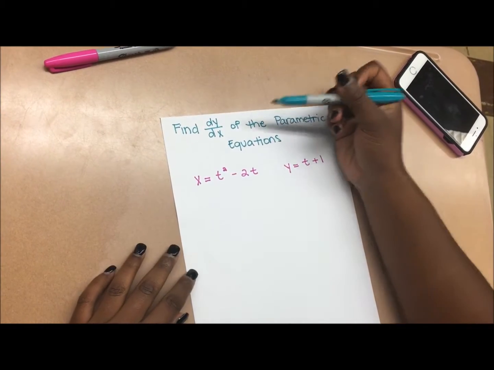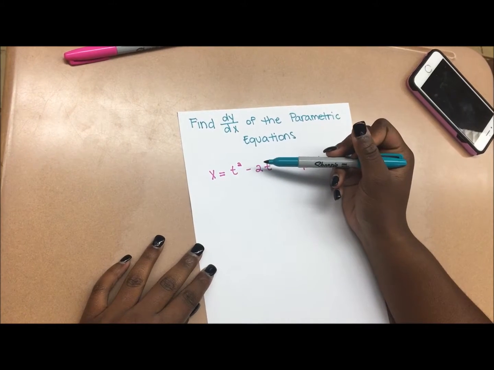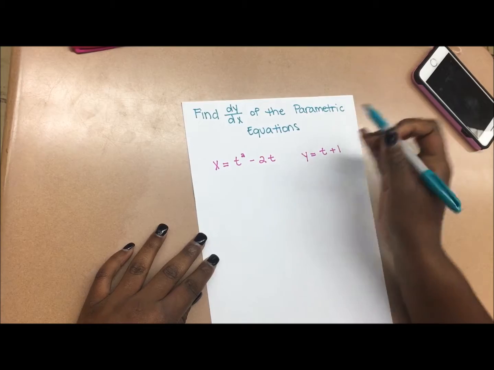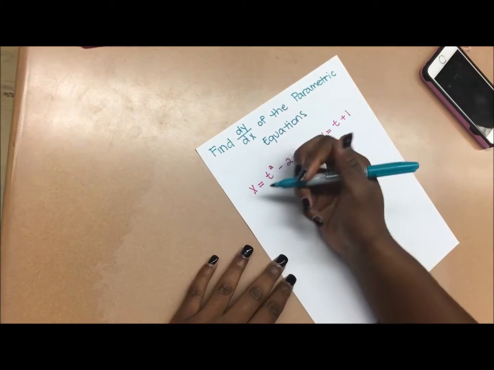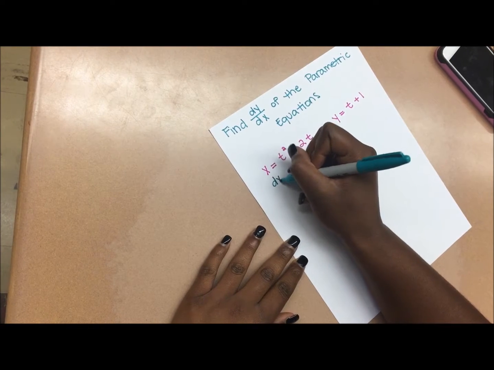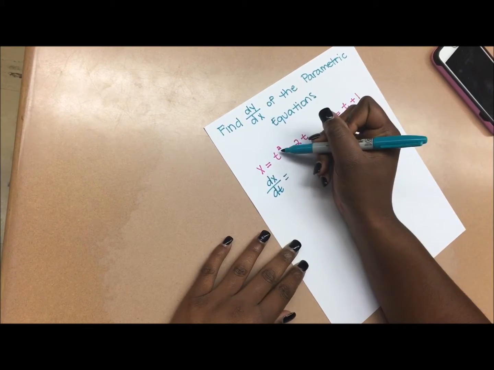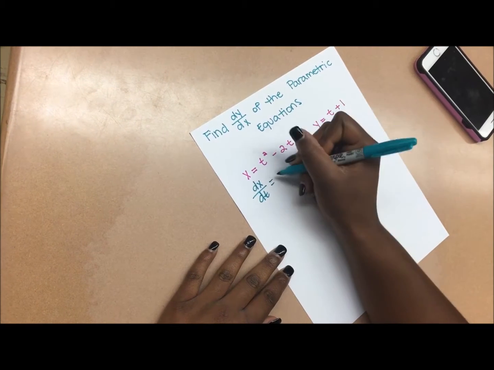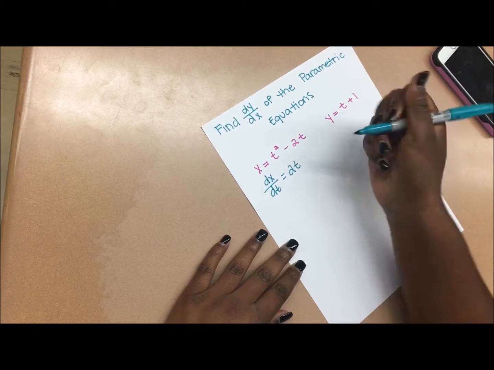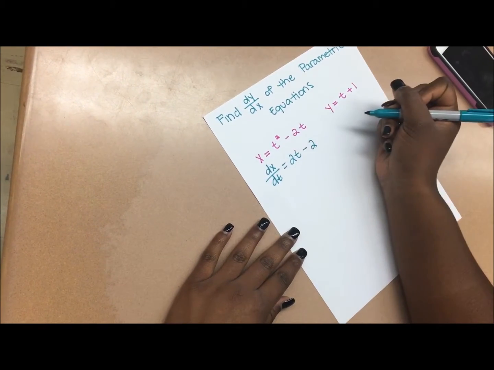Okay, now we're going to find dy over dx of the parametric equations x equals t squared minus 2t and y equals t plus 1. In order to do this, we have to find the derivative of x. So that means dx over dt. With the derivative, we multiply by the coefficient, and that'll be 2, and subtract the power. So 2t, and the same thing, minus 2.